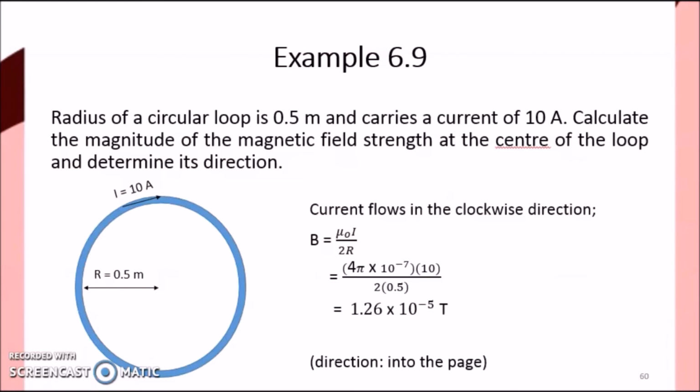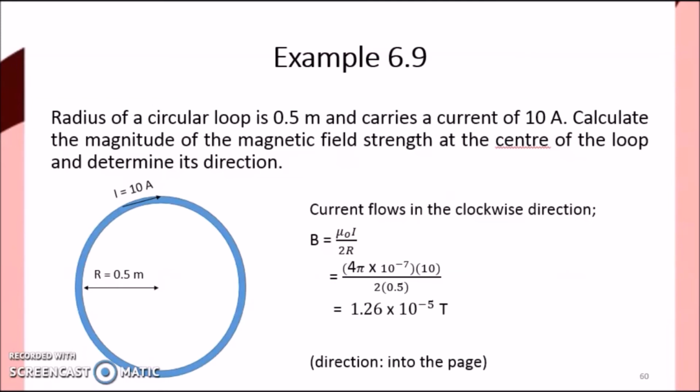So Biot-Savart law says that the equation is B equal to mu naught I over 2R. Mu naught is 4 pi times 10 to the power of -7. I is 10 ampere, 2 times R, radius 0.5. So we will get the equation. The answer is 1.26 times 10 to the power of -5 Tesla.